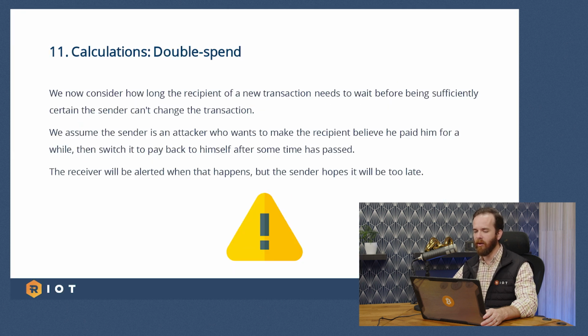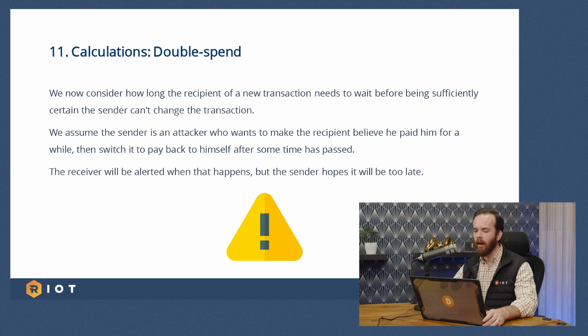Okay, now we consider how long the recipient of a new transaction needs to wait before being sufficiently certain the sender can't change the transaction. So this is what we refer to as transaction finality. And this is really what the Bitcoin mining proof of work is providing as a service to transactors: transaction finality. So we assume the sender is an attacker who wants to make the recipient believe he paid him for a while.